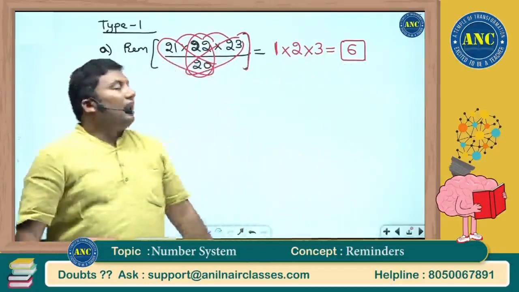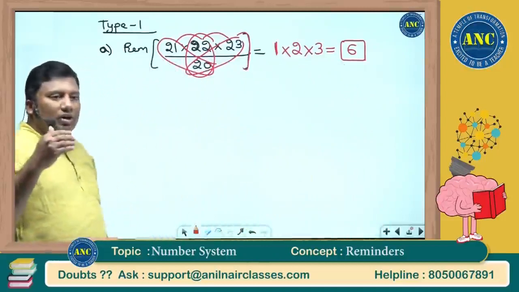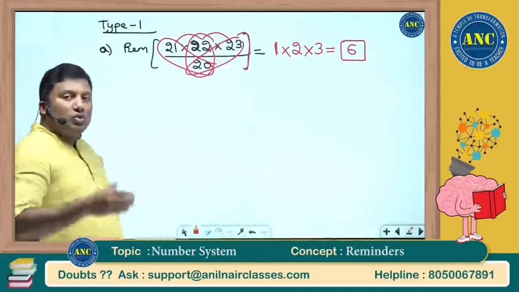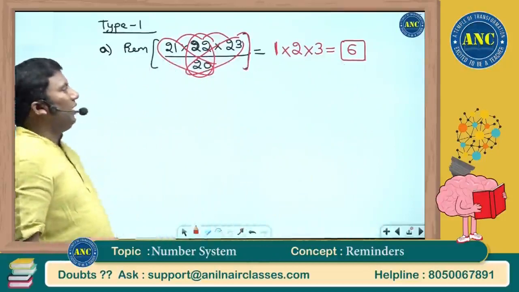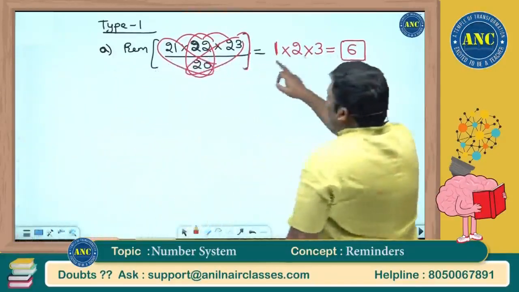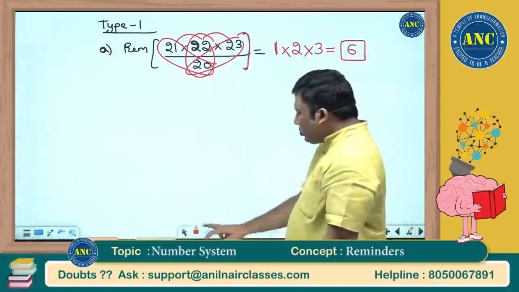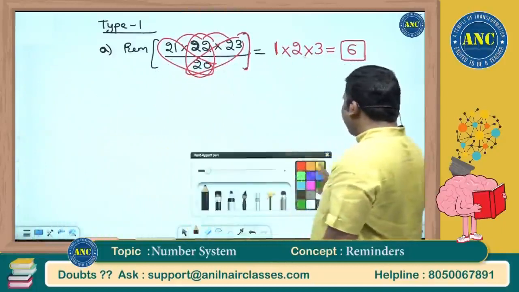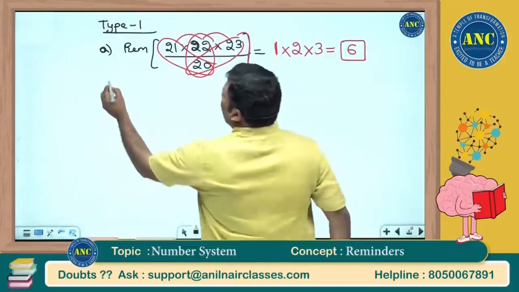21 by 20, remainder is 1. 22 by 20, remainder is 2. 23 by 20, remainder is 3. 1 into 2 into 3 is 6. 6 is less than the denominator, so that itself will be the answer.